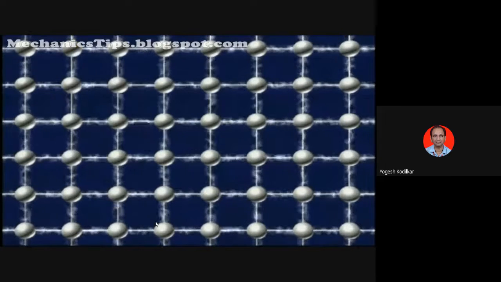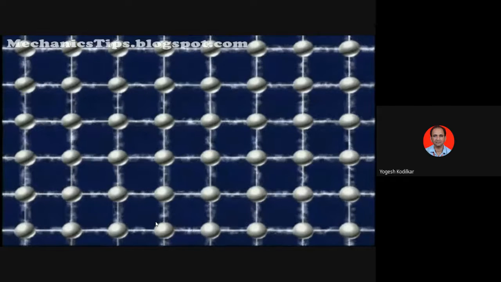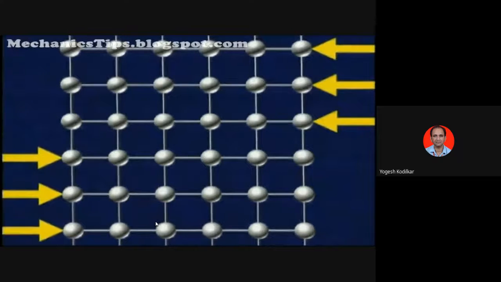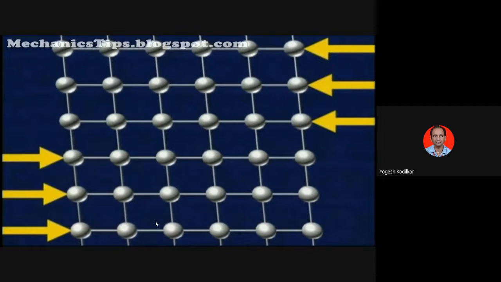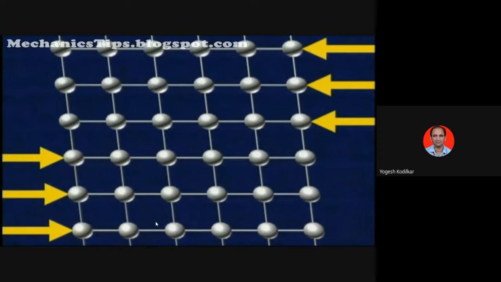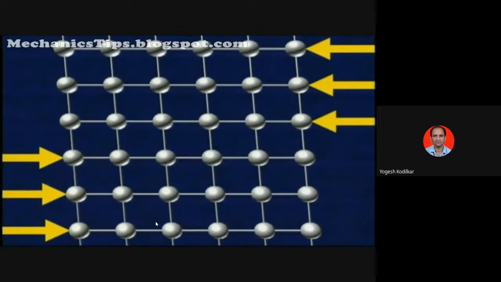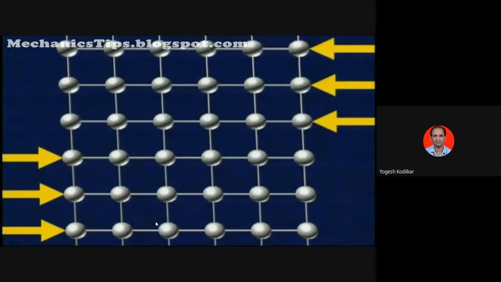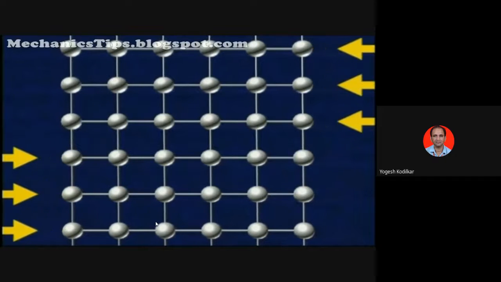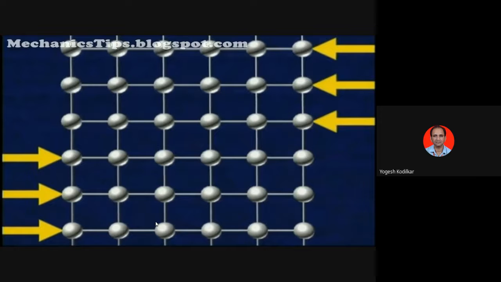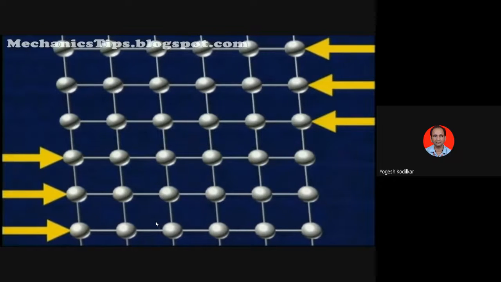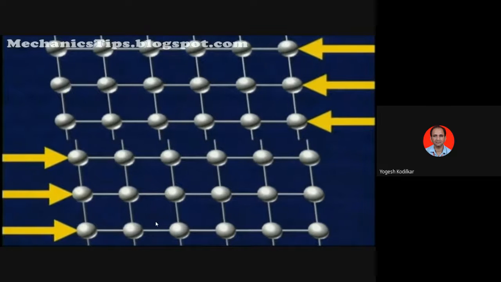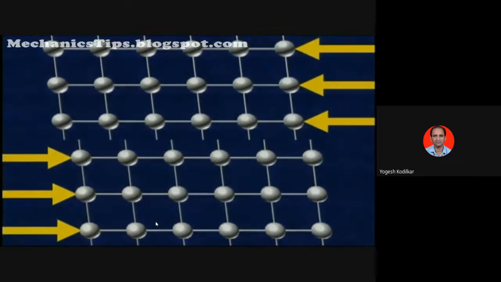All atoms in these crystalline structures are held in place by electromagnetic attraction to neighboring atoms. If a force or load is applied to a metal, these electromagnetic bonds stretch, allowing the atoms to move slightly. When the load is removed, the bonds pull the atoms back into position. If the applied force exceeds the metal's yield strength, those electromagnetic bonds will break, causing permanent stretching or deformation.